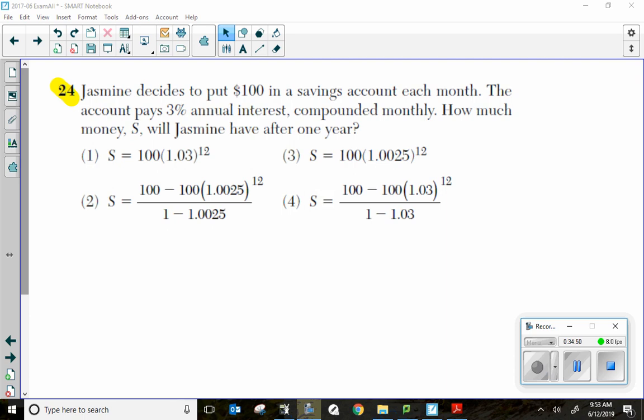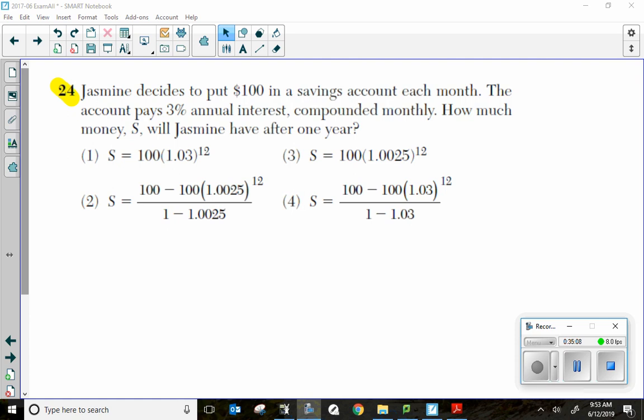24. I highlight this as data or exponential, and it could be miscellaneous. Anyways, Jasmine decides to put $100 in a savings account each month.